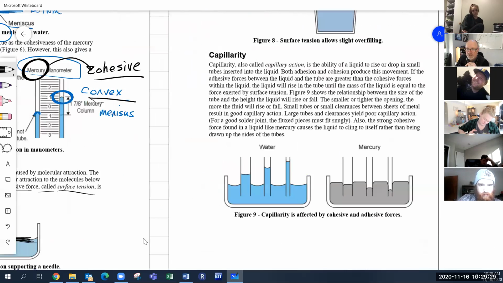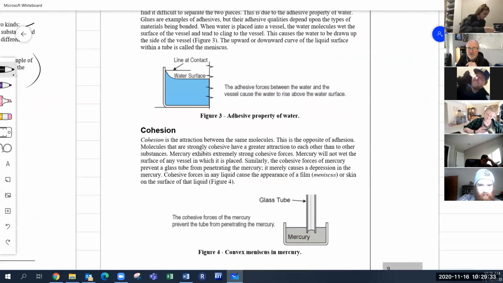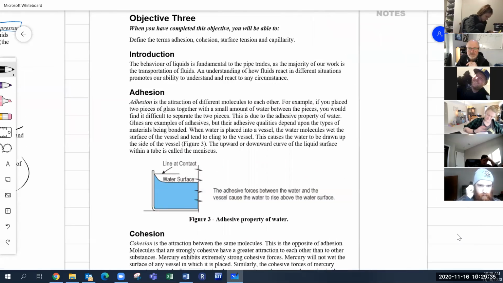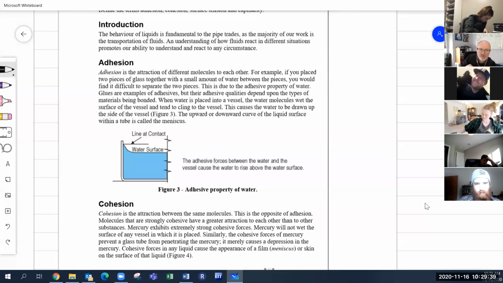Now we're going to move to the next page, page 11, I believe. Well, there's page 9. Oh, there's the page 9 I was looking for.